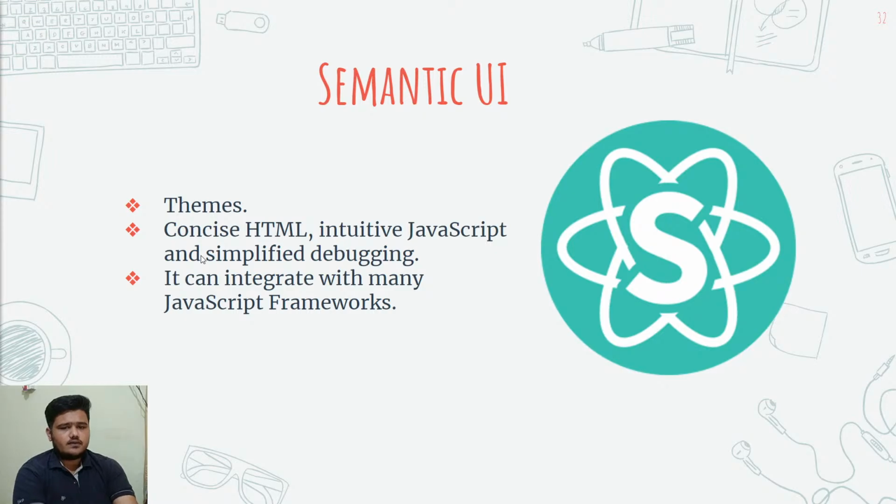So here what we can say is Semantic UI is easy to understand because it's providing us different types of customizing components. Apart from that, it is also using HTML and JavaScript, and providing a simplified debugging environment. And it can be integrated with many JavaScript frameworks. When we integrate Semantic UI with JavaScript, it helps us organize the UI layer alongside the application logic, right?